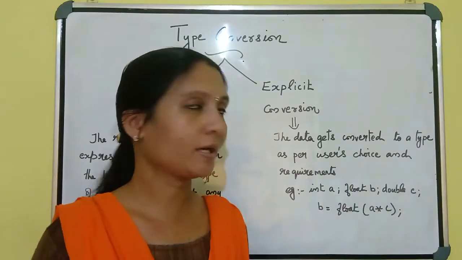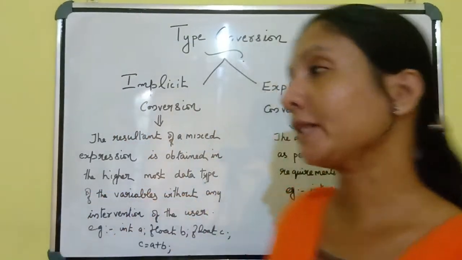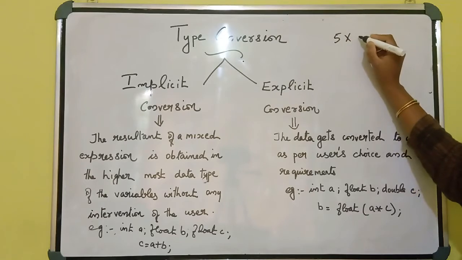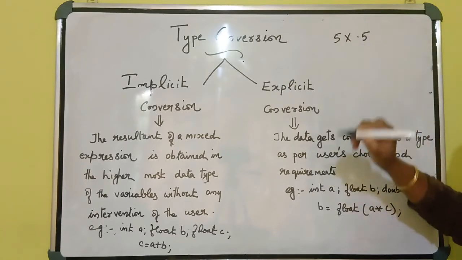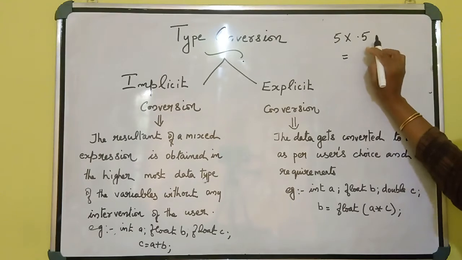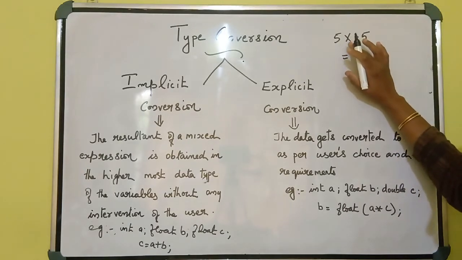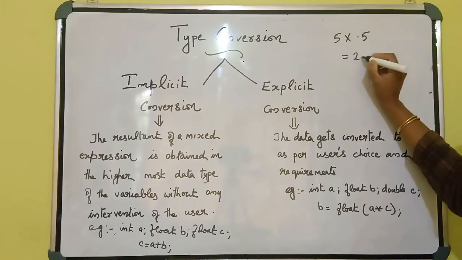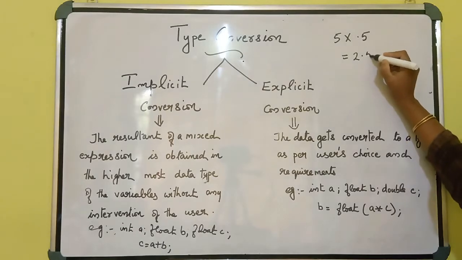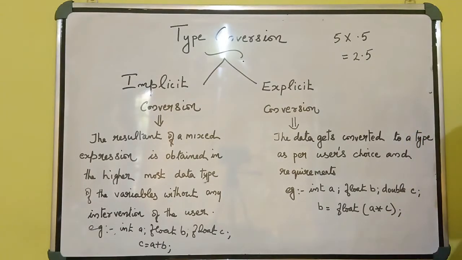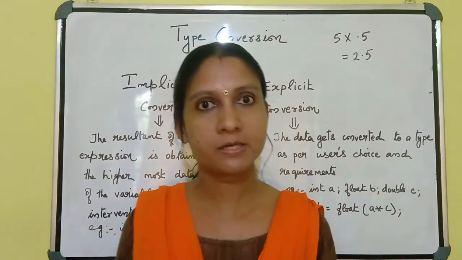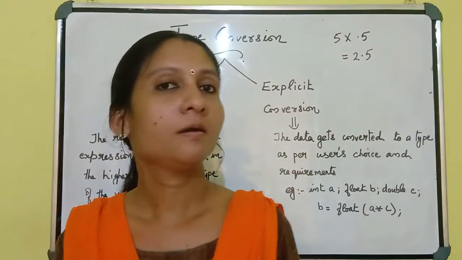We know when we work with a mathematical expression, if I multiply 5 into 0.5, what will be the output? It must be a real number, a decimal number, because it always happens like this. When you operate a whole number with a real number, the answer must be like this. That means in the case of Java, when you operate with two different data types, the resultant must be the highermost data type.